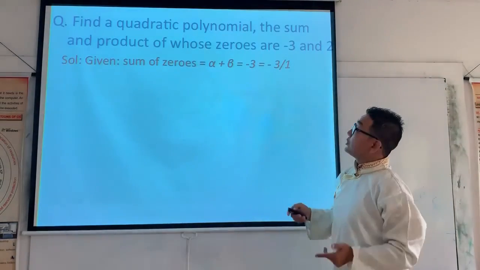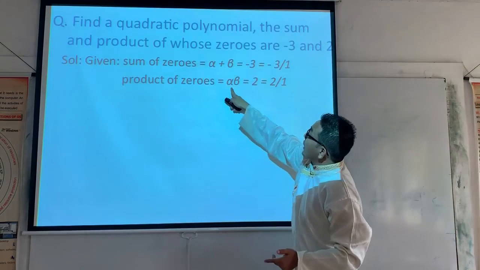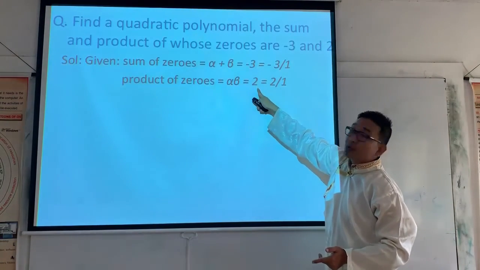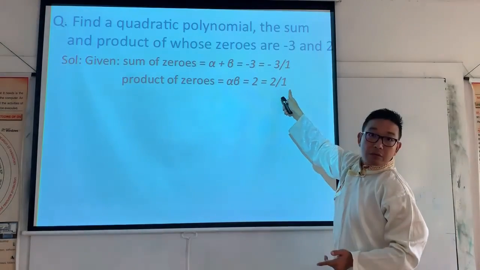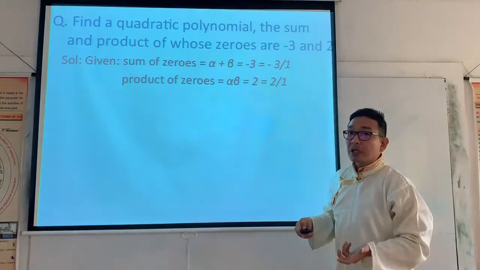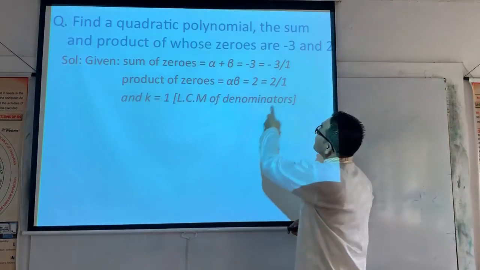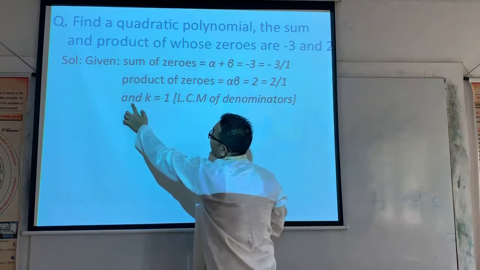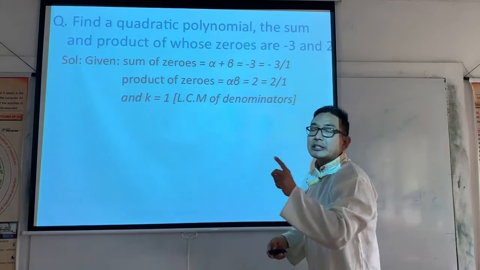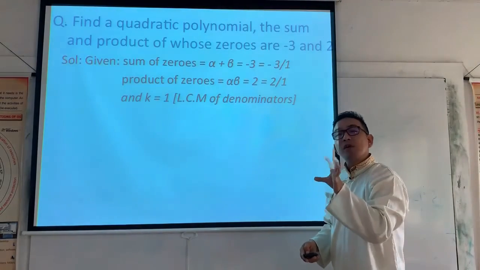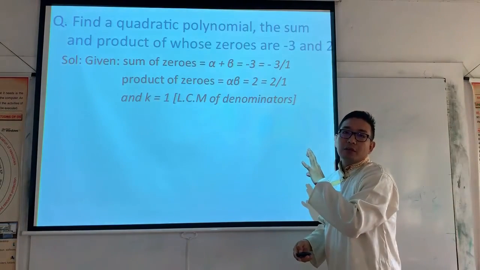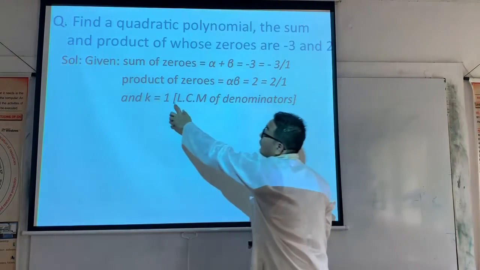Minus 3 by 1. And the product of zeros, alpha times beta, is 2, that is 2 upon 1. The denominators match, so k is equal to 1. So the quadratic polynomial is k times x squared minus sum of zeros, alpha plus beta, times x plus product of zeros, alpha beta. In this example the value of k is 1.